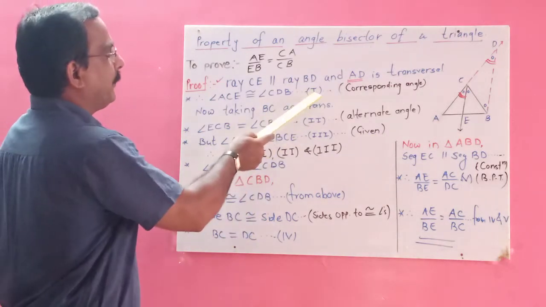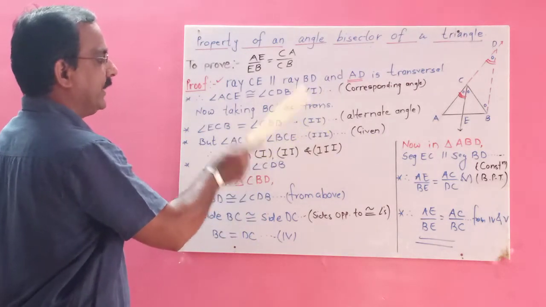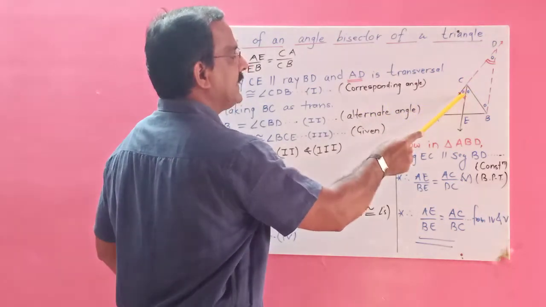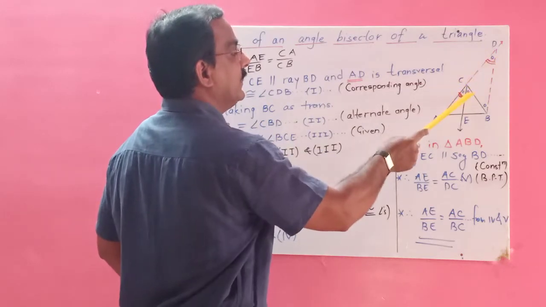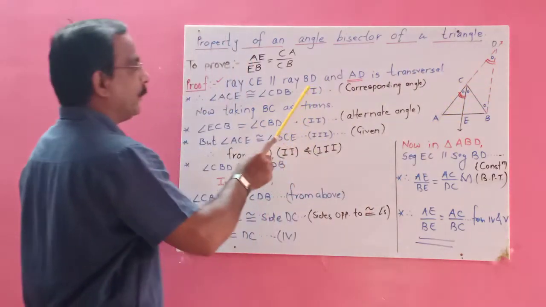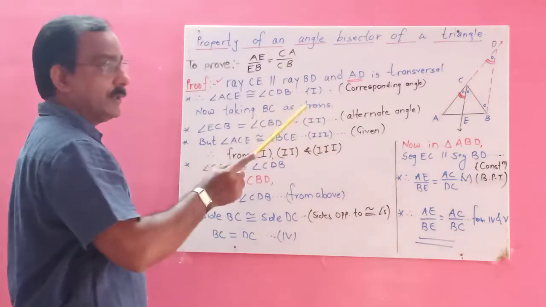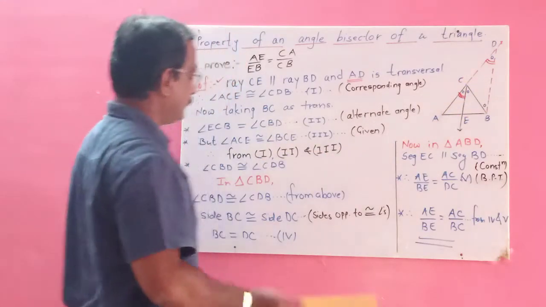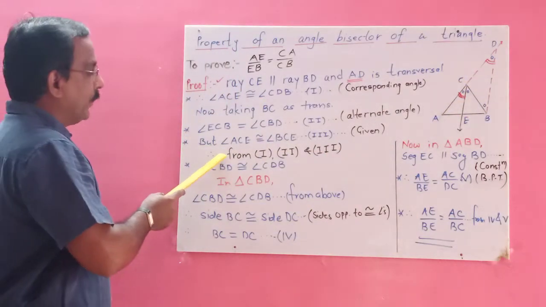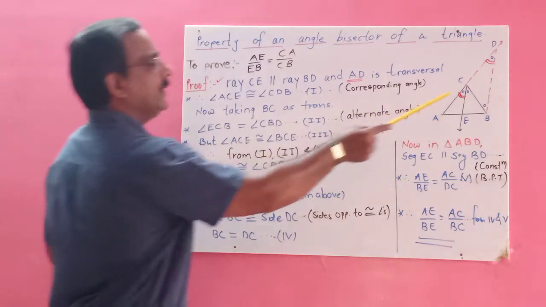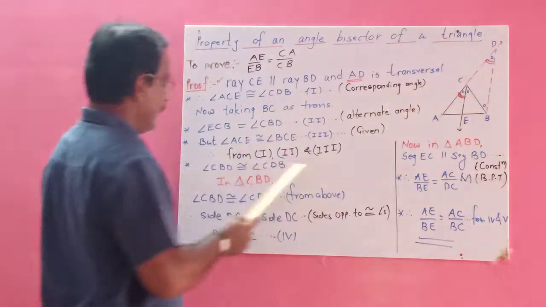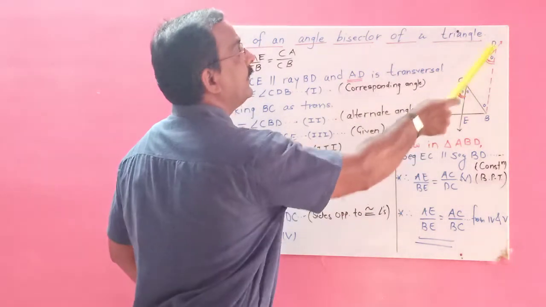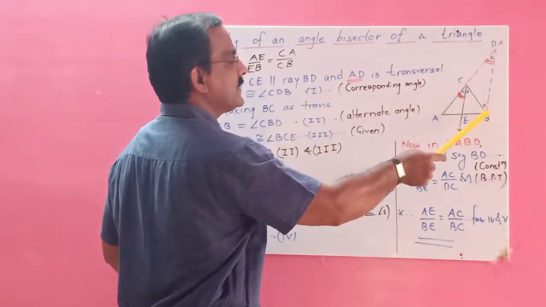Now if you will compare point number 1, point number 2, point number 3, you can see here this angle is equal to this, and this angle is equal to this, even this angle is equal to this. So from points 1, 2 and 3, you will get that these two angles are also congruent. I have written here, therefore from 1, 2 and 3, angle CBD is congruent to angle CDB.